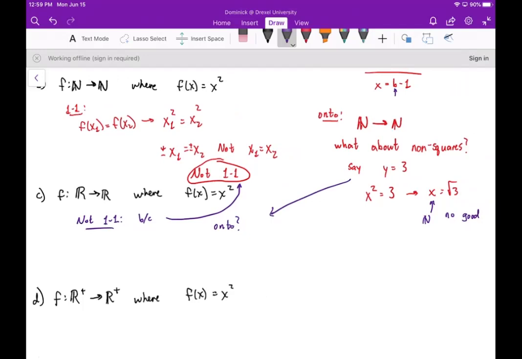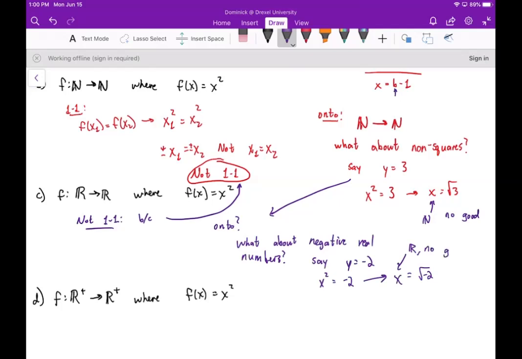But we still have to be careful because if we're squaring a number, what about negative real numbers? Say y is equal to -2. Well, then I would need x squared to be -2, which of course can't happen because then I get x is equal to the square root of -2. But my x has to be a real number. So this is again no good. So this is not onto.